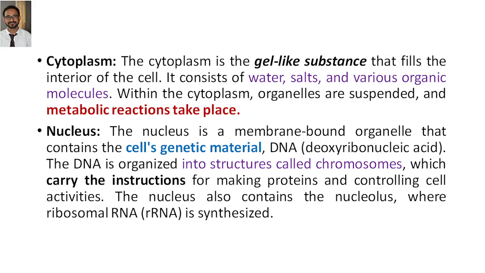So that kind of gel-like substance fills the interior part of the cell. Inside, something has to be there, like a cushion. That is what is called cytoplasm. What does it consist of? Water molecules, salts, and various organic molecules. You can literally say the inside architecture of the cell is cytoplasm. Almost 60 to 70% of the cell is water. Next, salts and various organic molecules are required to keep the cell alive.